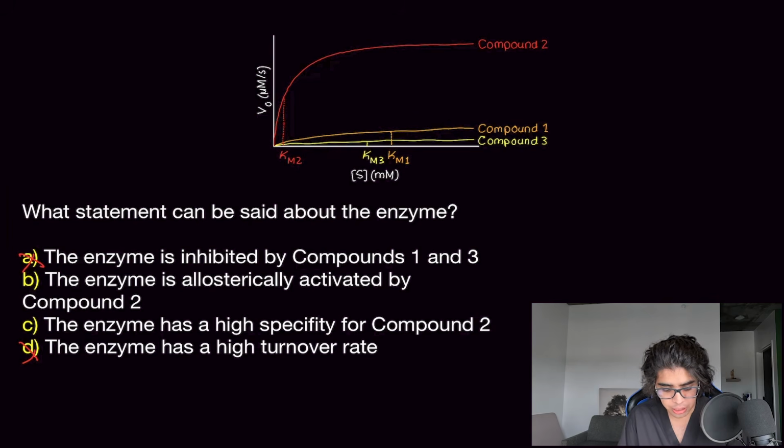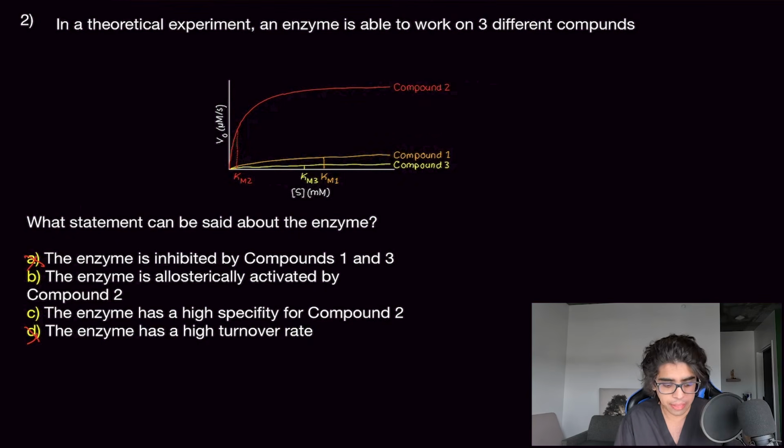The enzyme is allosterically activated by compound 2. No, it's not, because Michaelis-Menten does not show anything about allosteric activity or anything like that. And plus, once again, the compounds are substrates. They don't inhibit or activate anything, I should say. The only answer is C.